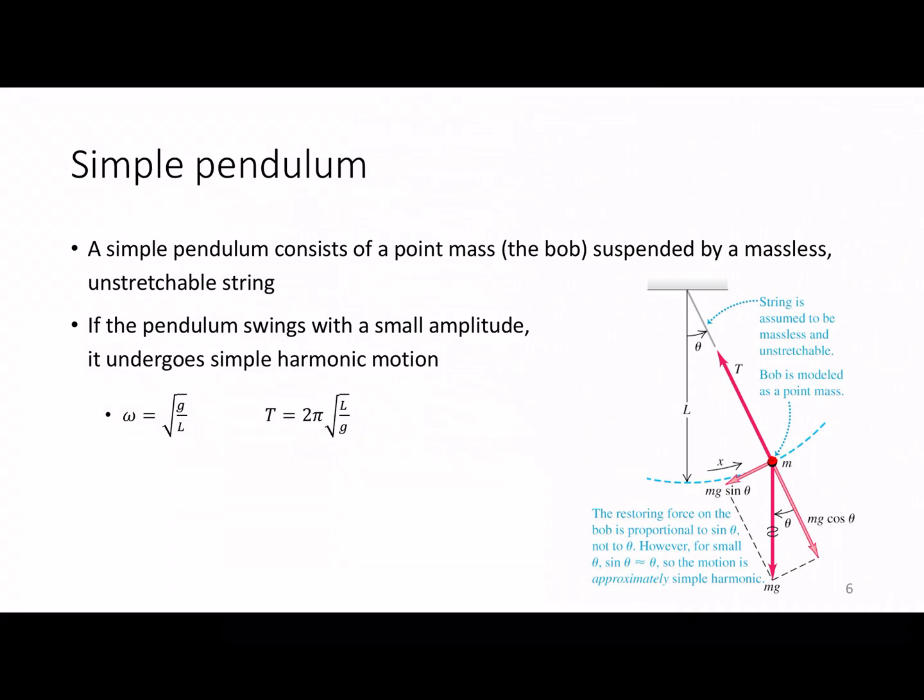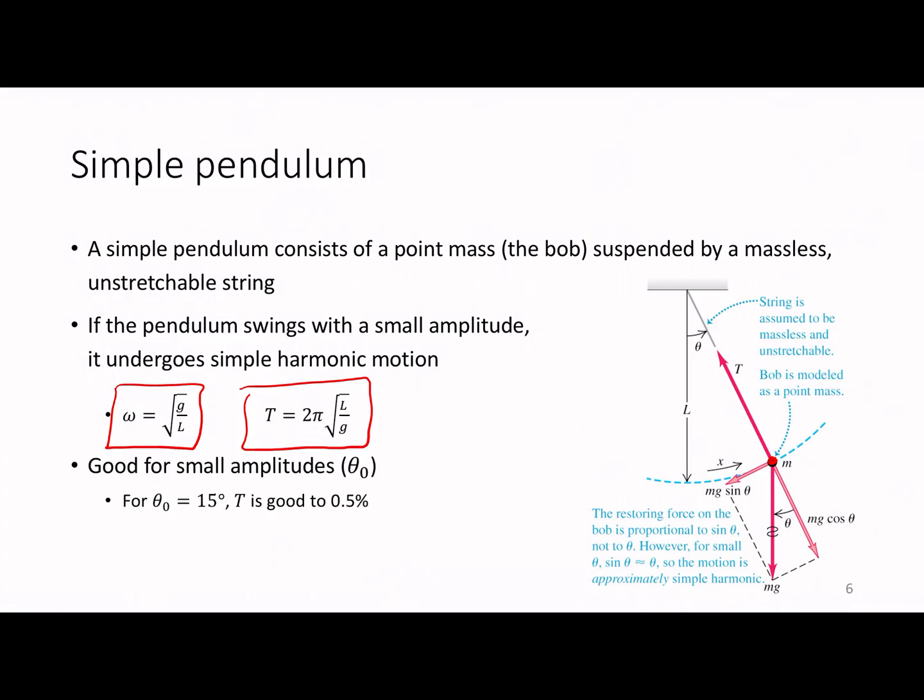So here's what I've written on the slide. Omega is the square root of g over L. If I solve that for the period T, that's 2 pi times the square root of L over g, using that T is 2 pi over omega. And while it is true that this is only something that holds for small angles, it turns out it doesn't need to be too terribly small.